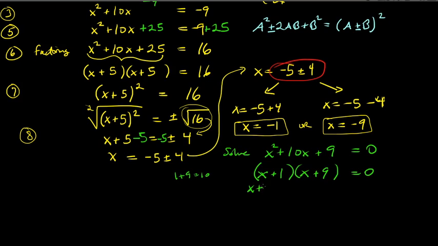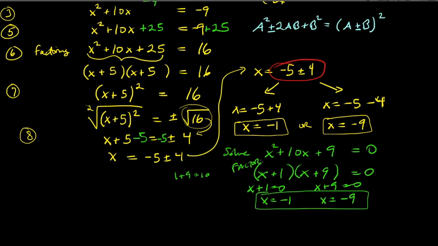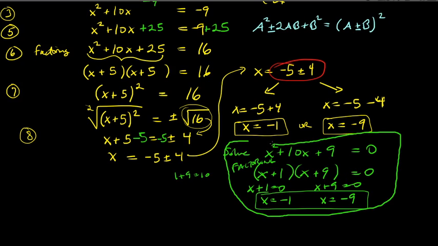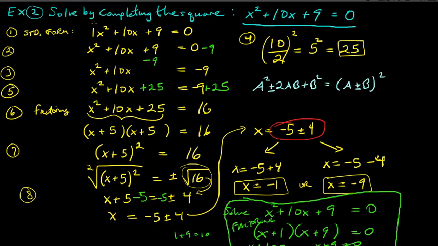And now you just set them equal to 0. And when you subtract 1 from both sides, you get x equals -1, and then you get x equals -9. See how easy that was, right? That's factoring. That's doing this by factoring. So why didn't we do it that way? Because that would have been so much easier than doing all 8 steps here.